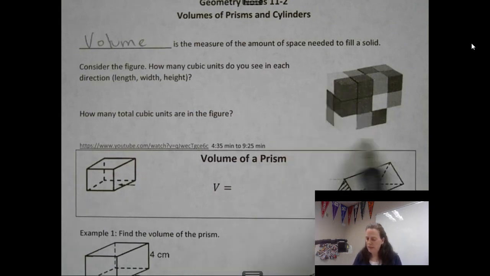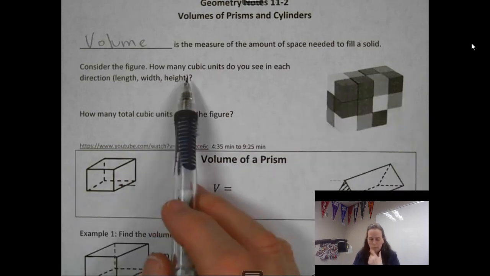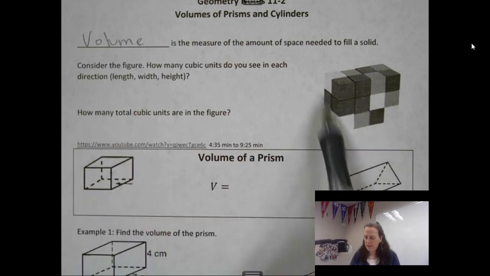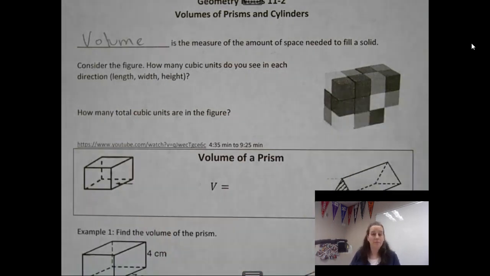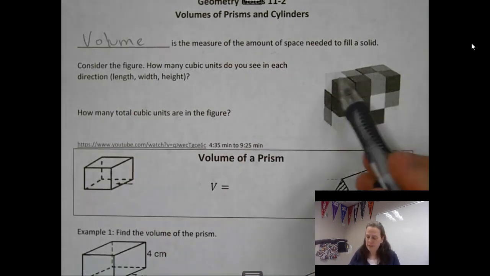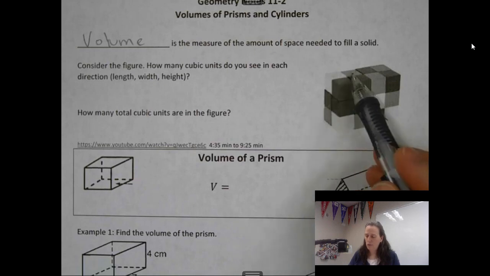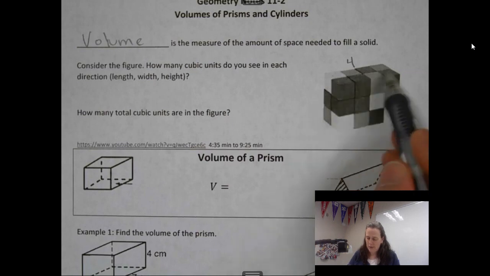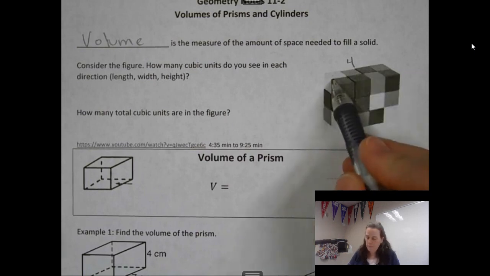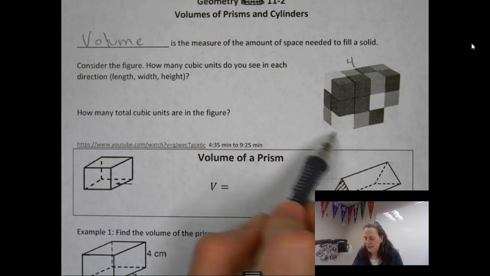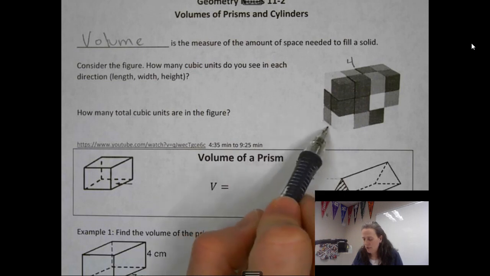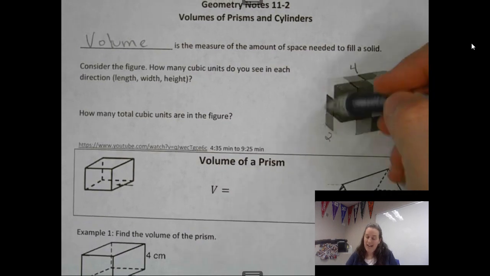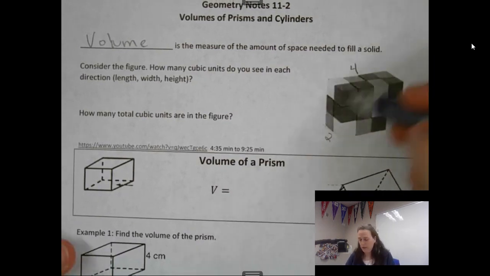And here's one to consider. How many cubic units do you see in each direction of this rectangular prism? So if we count, there's a block, 2, 3, 4 blocks going this direction, which we could call length. And then let's go this direction. Looks like 1, 2, we can call that width. And then we have to also go height.